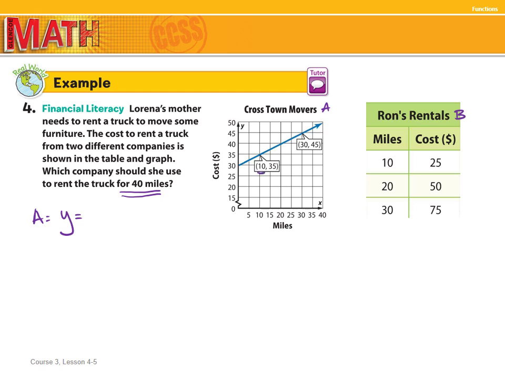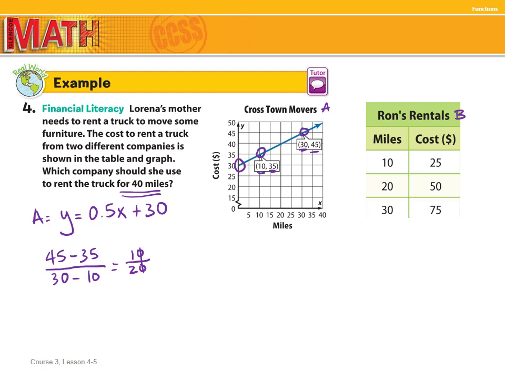Let me look at my constant rate of change. So it looks like for 10 miles, it's $35. For 30 miles, it's 45. So let's use our slope formula. I'm going to take y2 minus y1, 45 minus 35, which is 10, and x2 minus x1, 30 minus 10, which is 20. We know that that's 1/2, so we can say it's 50 cents per mile. So 50 cents times x, plus we need to add our initial cost. So she has to pay $30 just to use that truck.